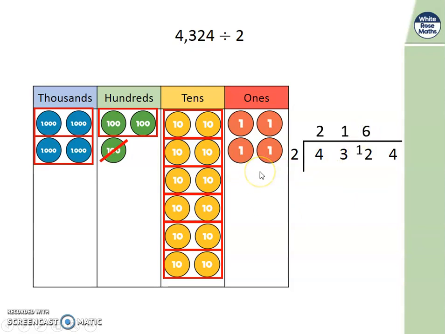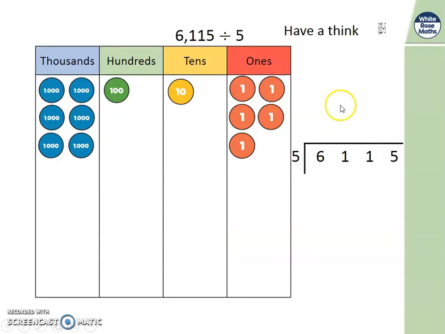Then I'm looking here, how many groups of 2 can I make? 1, 2. And I record it. So the answer is 2,162. Use that method where you may have to do an exchange for this calculation. Let's have a look together.